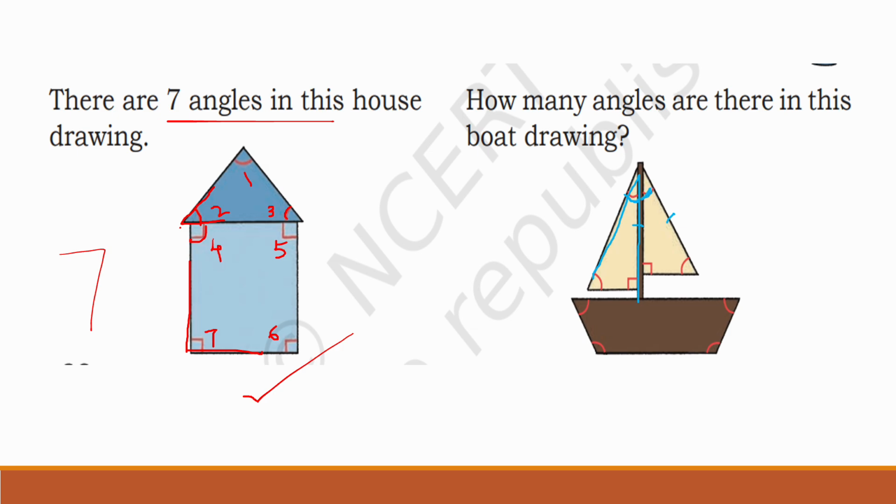So, angle 1, angle 2, then likewise here, angle 3, then angle 4, then here there is an angle, angle 5, then angle 6, then here 7, then 8, then 9, then 10. So how many angles are there? 10 angles are there in this board drawing.